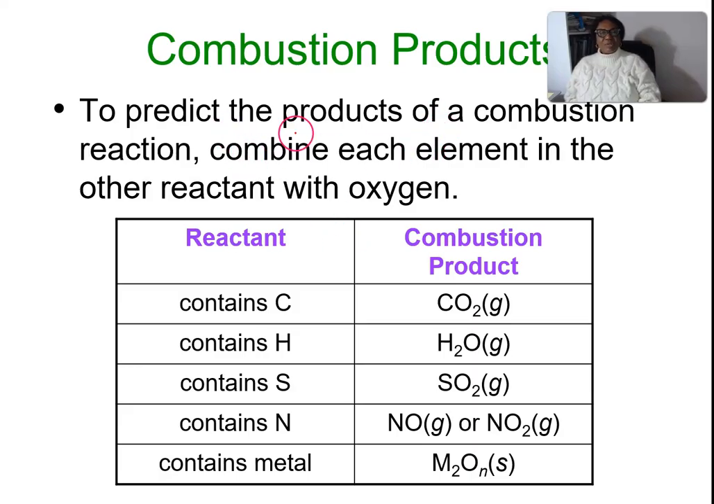Combustion products. To predict the product of a combustion reaction, combine each element in the reactant with oxygen. So if you have carbon combining with oxygen, you have carbon dioxide or carbon monoxide. Hydrogen combining with oxygen, you have water. Sulfur combining with oxygen, you have sulfur dioxide or sulfur trioxide. Nitrogen combining with oxygen, you have NO or N2O. Metals, you have the metal oxides.